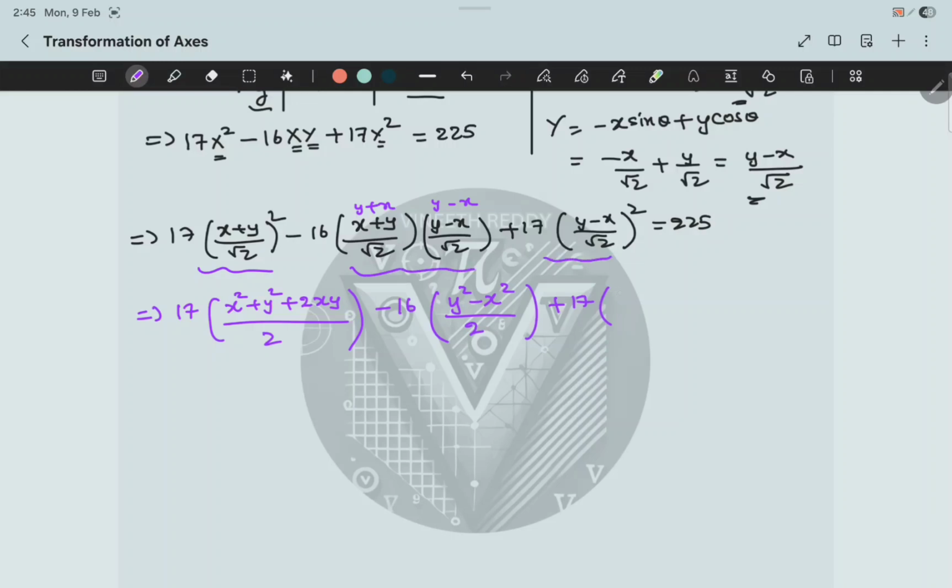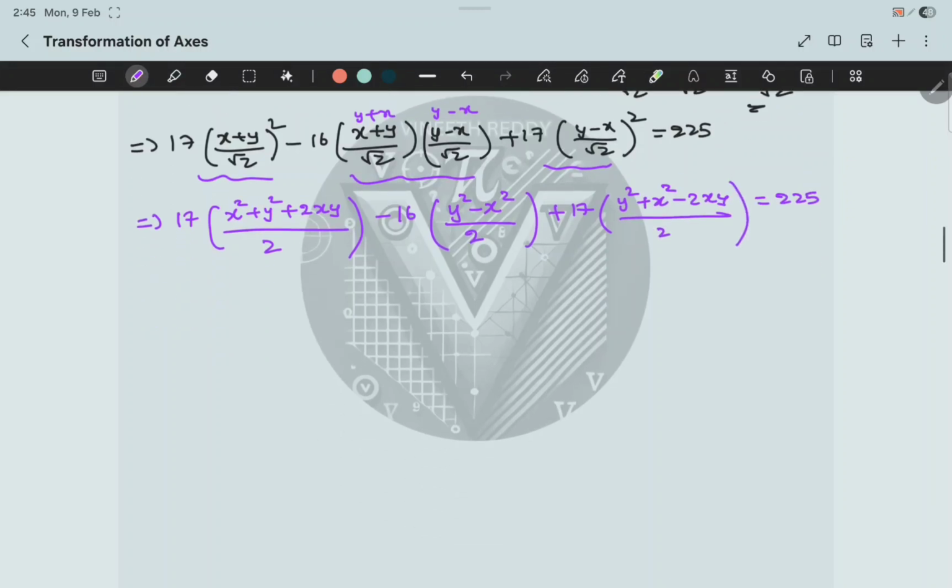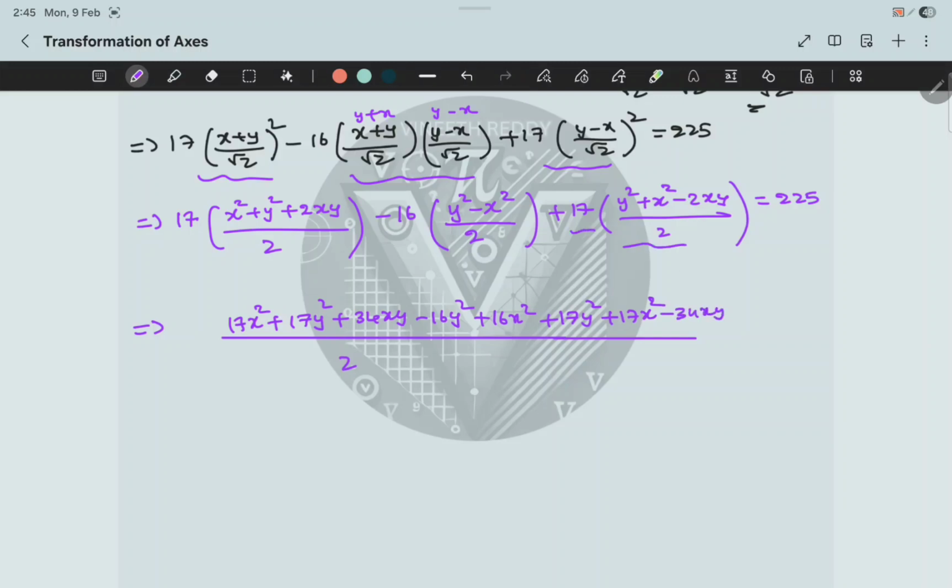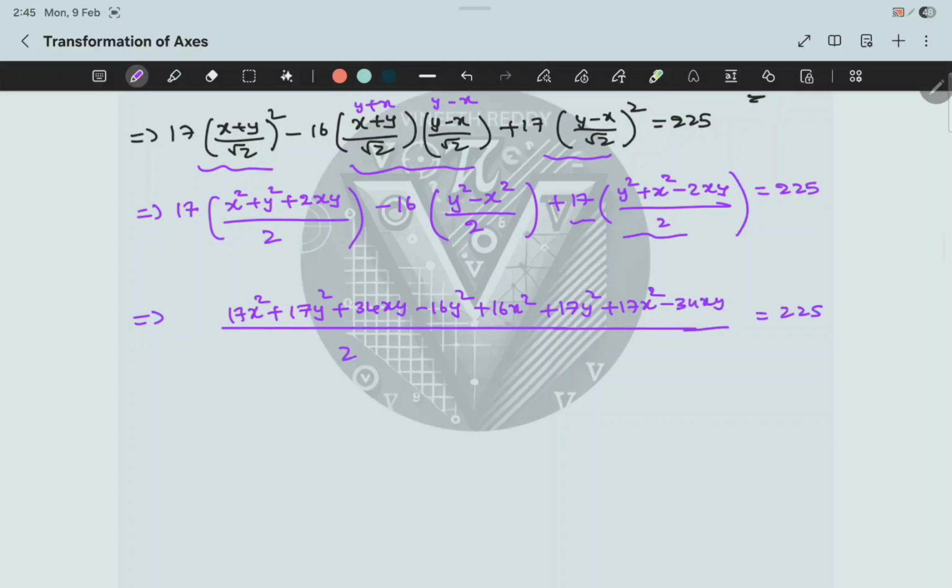Now this part. So y minus x whole square should be y square plus x square minus 2xy. Root 2 whole square is 2. So we have this part on the right hand side. So ultimately we can take the LCM as 2. So we can write 2 here, and then we'll write 17x square. Let us multiply 17 with the first term plus 17y square plus 17 into 2 is 34xy. Now minus 16 into y square is minus 16y square. Minus 16 into minus x square should be plus 16x square. And then we have plus 17y square plus 17x square minus 34xy. If I multiply 17 with this part, that is equal to 225, right?